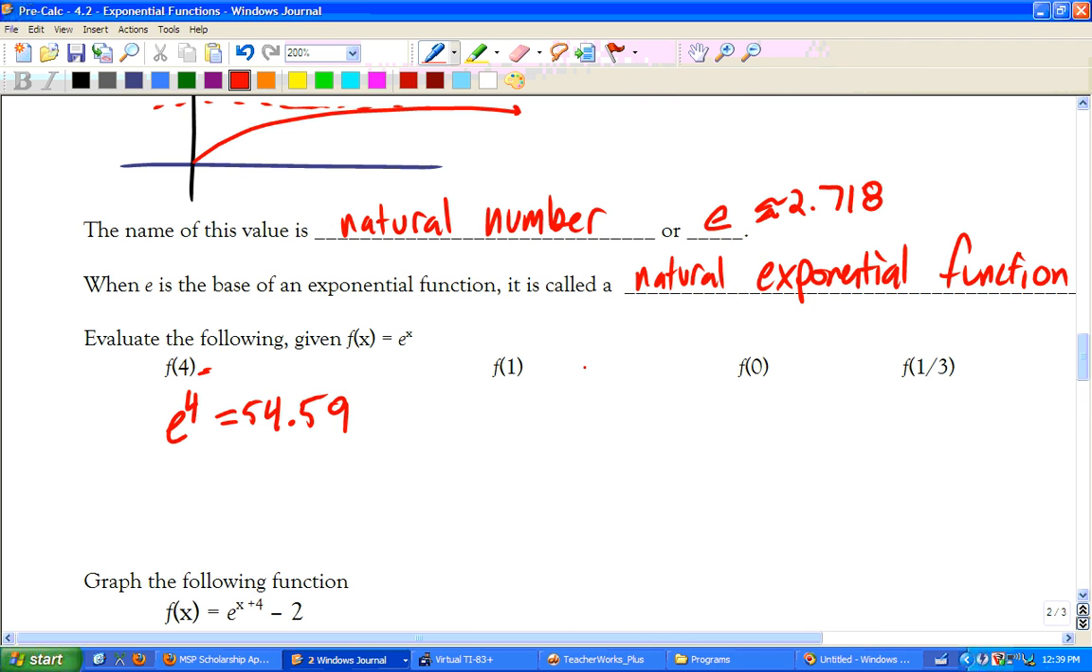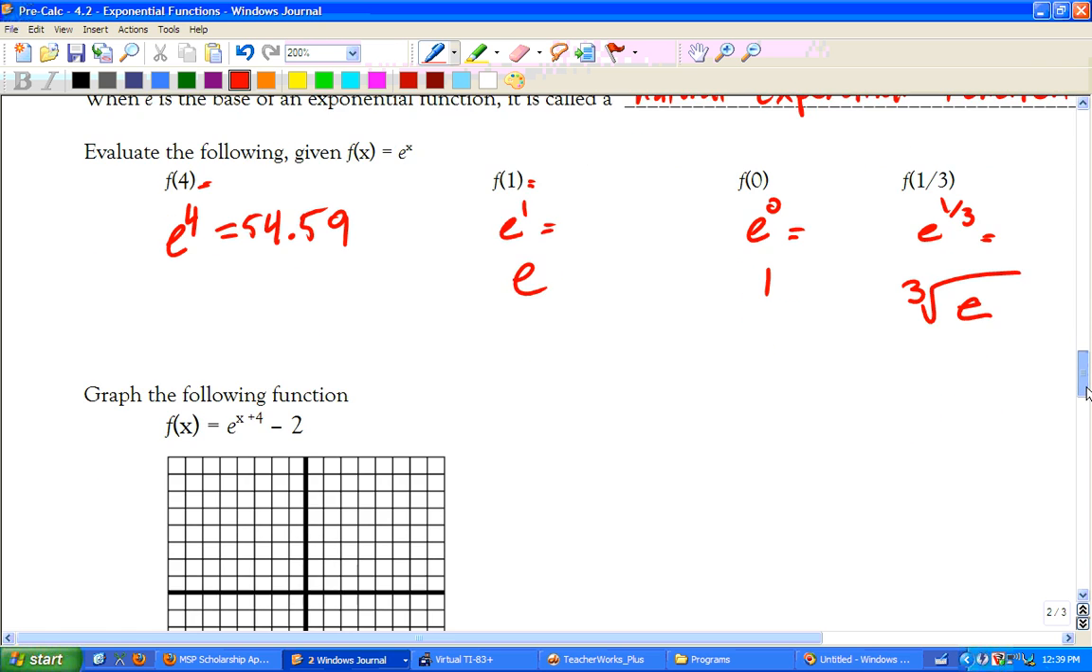Now, what I've done here is look at some basic rules to help us remember this. We won't necessarily evaluate these with our calculators. e to the first: remember, any number to the first power is just itself, e. e to the 0: anything to the 0 power is going to be 1. And finally, when we take something like e to the 1/3, because it's a fractional exponent, that's asking us to take the cube root of e. You can evaluate those in your calculator, but we don't need to.